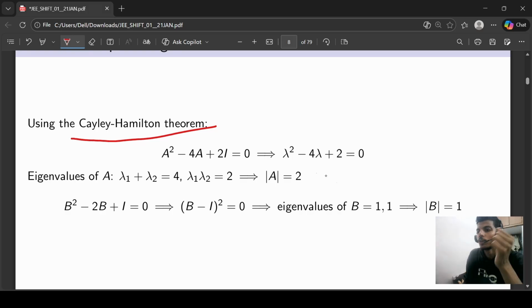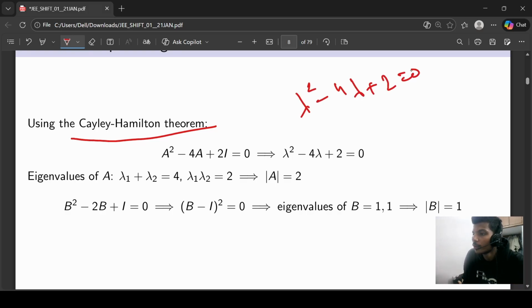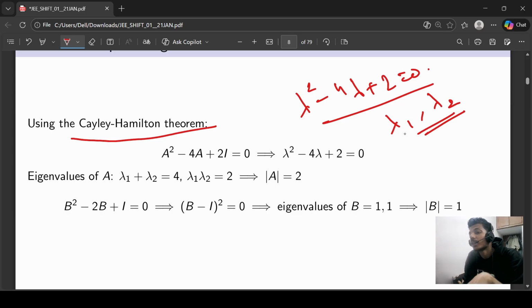Good. So what we can do there is simply convert them into lambda squared minus 4 lambda plus 2 is equal to 0. And with the help of this, I will get the eigenvalues. Let's consider them to be lambda 1 and lambda 2. And we know this very well, that lambda 1 plus lambda 2 is equal to the trace of the matrix, that is 4. And lambda 1 into lambda 2 is equal to 2, that is the determinant of the matrix. Remember these two properties of the eigenvalues, guys.